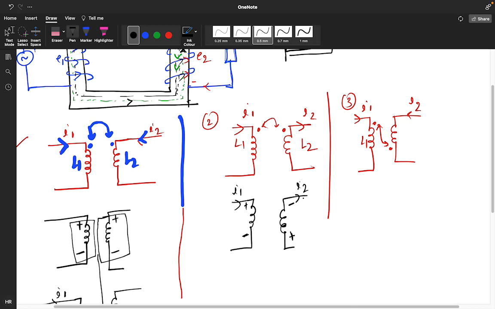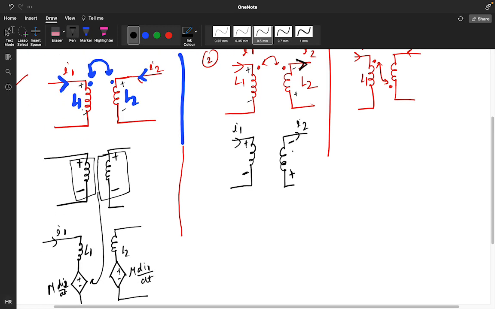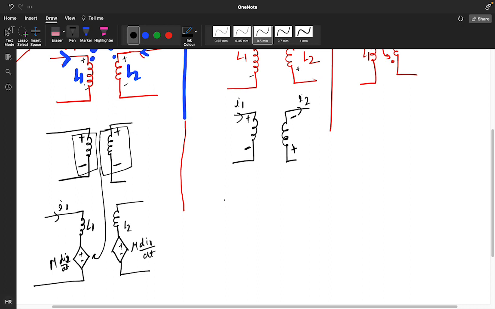I2 is here only. See the current directions. Here the current is coming towards this. That's why I am giving positive here and negative here. Here the current is coming, so positive, negative here only. Here the current was coming, so positive here, negative here. Here the current is leaving, so where will the current come? Here. So positive will be here and negative will be here. So you have to do like this. And now you will do the same thing.